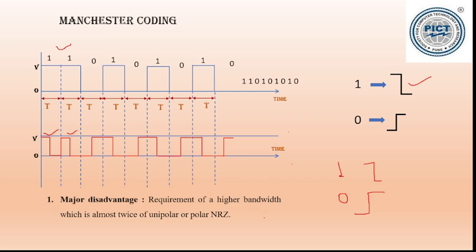So the major disadvantage is the requirement of a higher bandwidth, which is almost twice that of unipolar or polar NRZ. So this is the Manchester encoding, and it is used in Ethernet based local area networks.